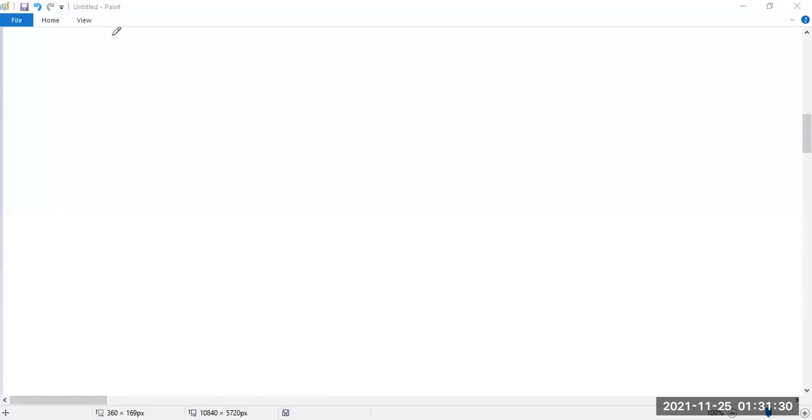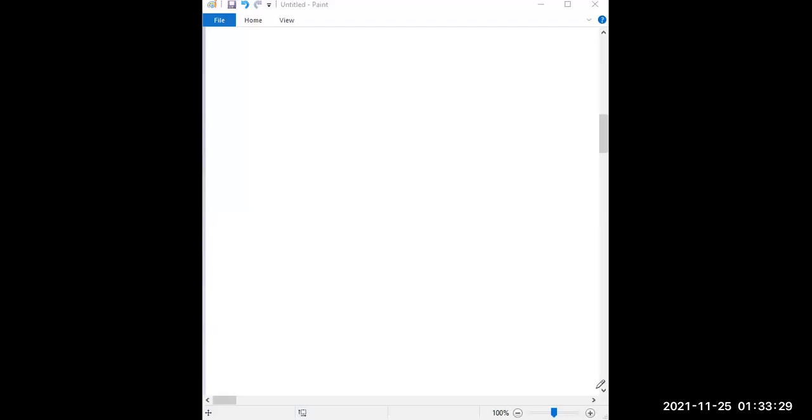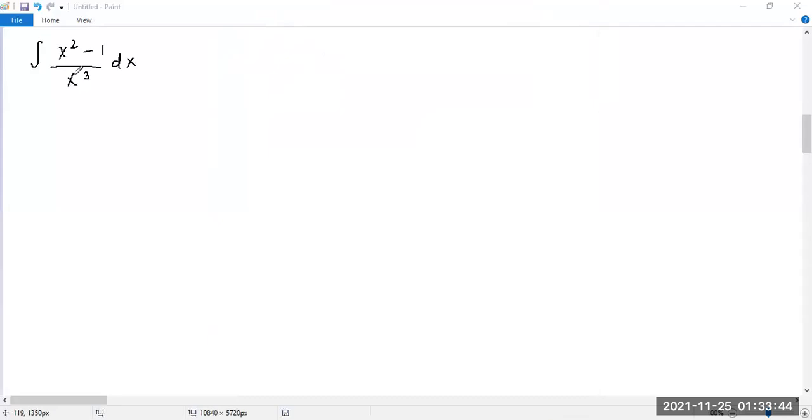So let's go ahead and look at another type of problem. This integral would essentially be the integral of x squared minus 1 over x cubed dx. The basic idea here is that you want to split the fraction. So this is the same thing as x squared over x cubed minus 1 over x cubed dx.